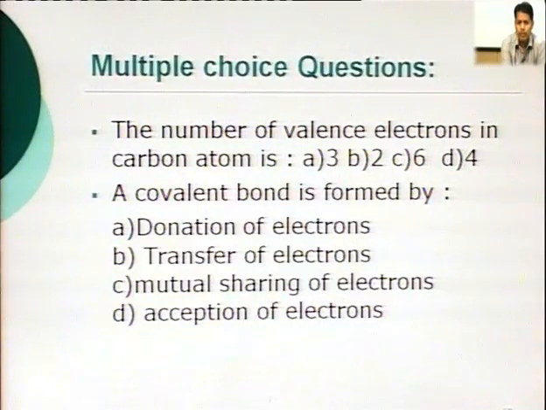A covalent bond is formed by donation of electrons, transfer of electrons, mutual sharing of electrons, or acceptance of electrons. A covalent bond is formed by mutual sharing of electrons.